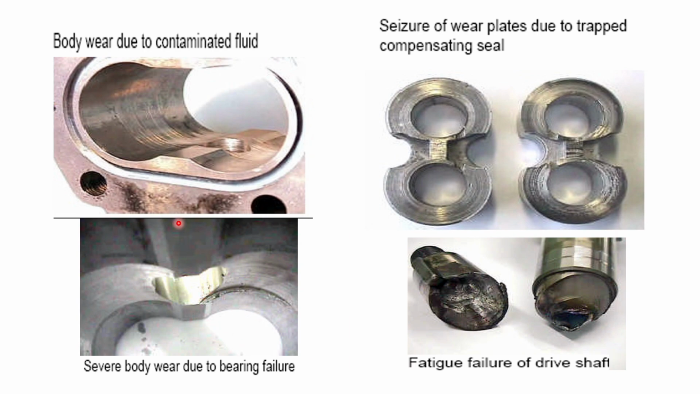Here there are a few drawings shown. The top left is showing you the wear in the body due to contaminated gas or air coming inside. The bottom one is body wear because the bearing has failed. On the right hand side top, we are able to see that the wear plates have been damaged due to axial thrust movement, and at the bottom we see that the shaft is broken due to jamming of the compressor.